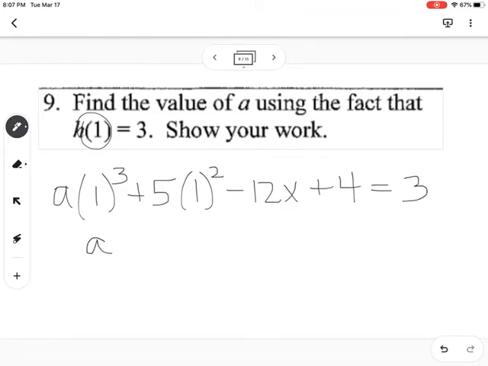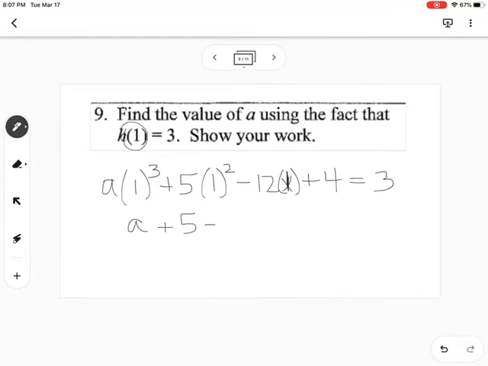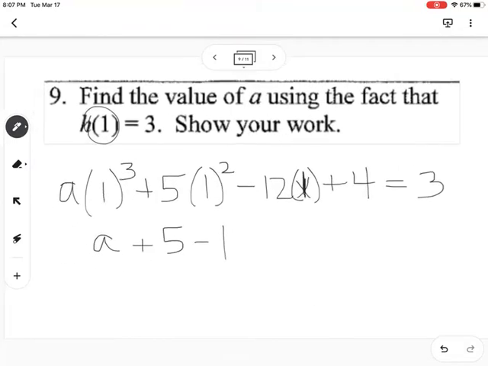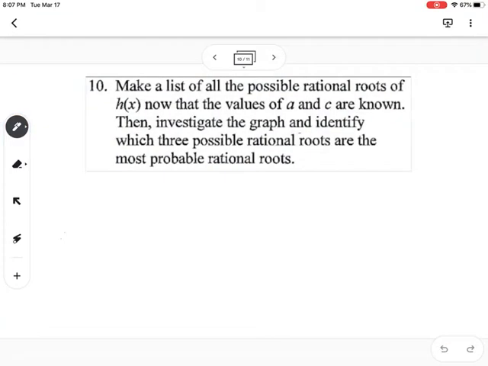So we get A plus 5 minus, oh, sorry, that's supposed to be a 1. We're replacing x with 1. And then, so minus 12 plus 4 equals 3. So then 5 minus 12 is negative 7 plus 4, that's negative 3 equals 3. So A equals 6.